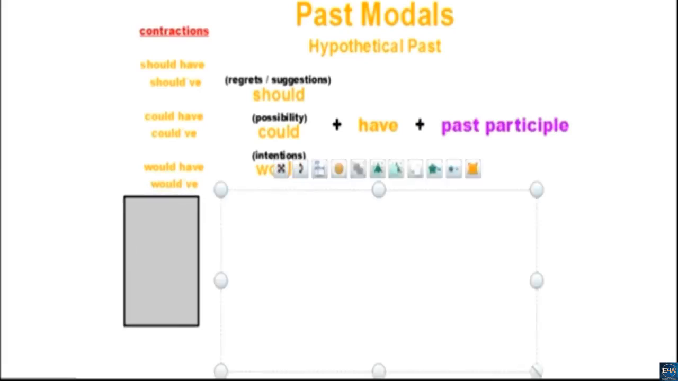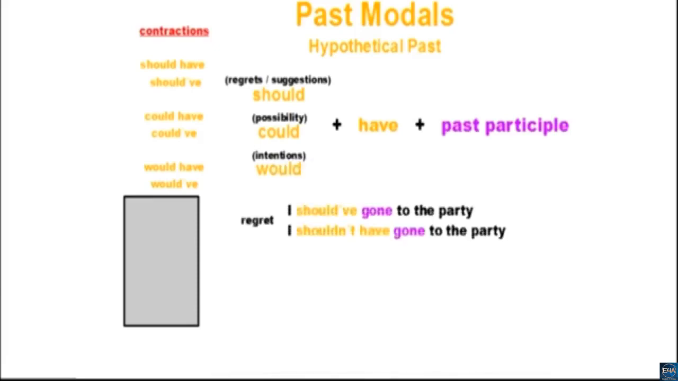So let's take a look at a few examples. Let's set a situation up. For example, there was a party last weekend. So let's look at some ideas that we use with past modals. For example, I didn't go to the party last weekend. And my regret, I'm going to use should. So I say, I should have gone to the party. Again, I'm using my modal verb should, my auxiliary verb have in the contraction here, and the past participle gone. I should have gone to the party. That means I didn't go, but my regret is I should have gone.